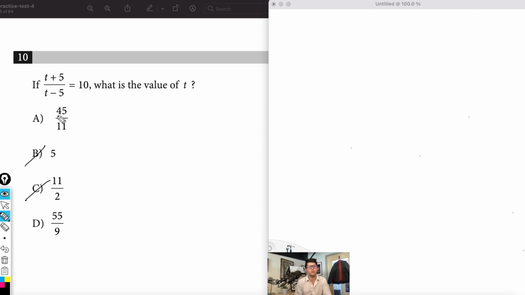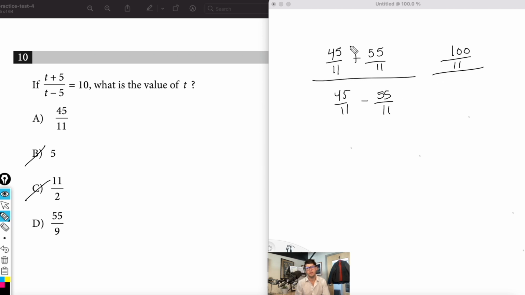So I'll try 45 over 11. If t is 45 over 11, and then we're adding 5, let's put that into 11ths. That would be 55 11ths. And on the bottom, we still have 45 11ths, and we're subtracting 5, which again, common denominator, that's 55 11ths. So on top, we have 100 11ths, since 45 and 55 is 100. And on the bottom, we have 45 11ths minus 55 11ths, which is negative 10 11ths. So that doesn't work because of the negative sign. These would cancel, and we get negative 10. So the right answer has to be 55 ninths.